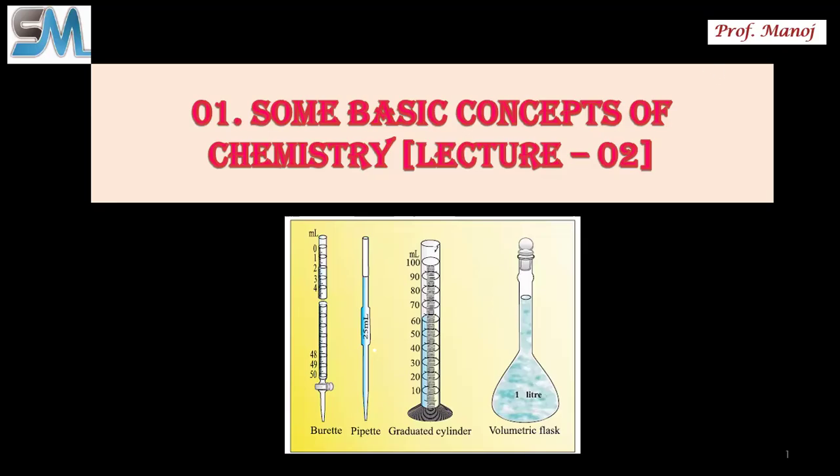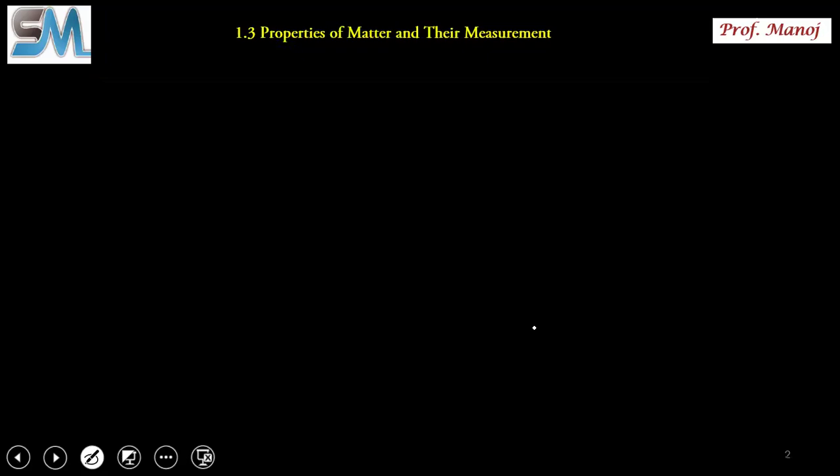Hello students, this is lecture number 2 of the topic Some Basic Concepts of Chemistry. In the previous lecture, we had studied about what we call the language of chemistry. Today we will learn about another tool which will help you go ahead in the subject of chemistry, and that is about different types of measurements, their units and their conversions. This topic is very important when you go for physical chemistry in a lot of other topics.